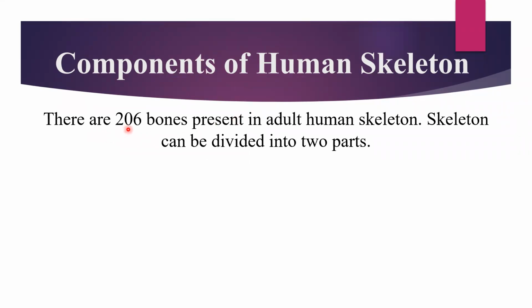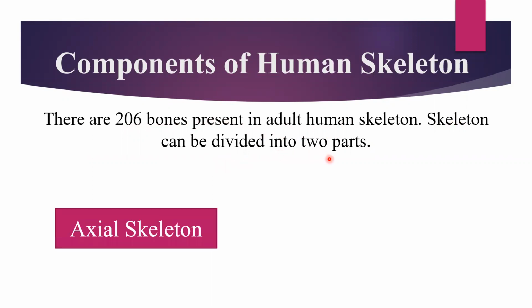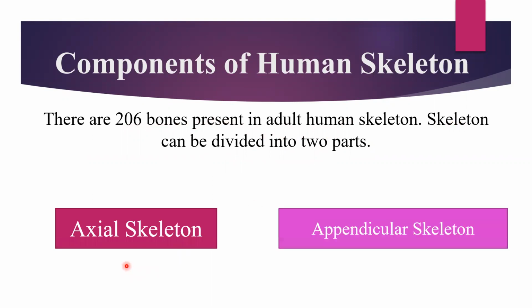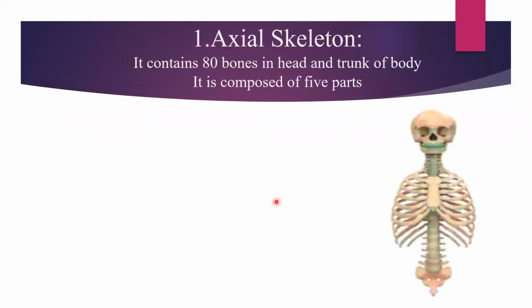There are 206 bones present in the adult human skeleton, not in babies. Skeleton can be divided into two parts: axial skeleton and appendicular skeleton. Axial skeleton: bones are organized into a longitudinal axis, that is the axial skeleton.